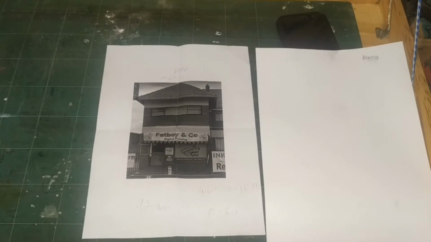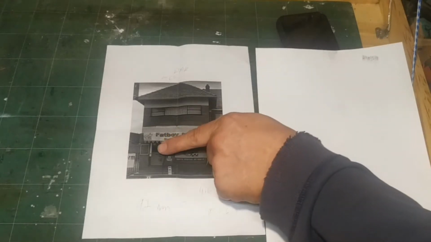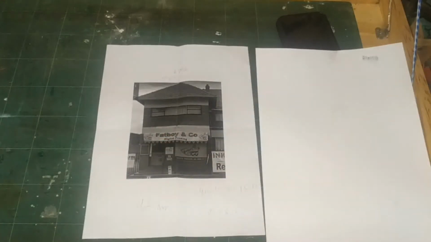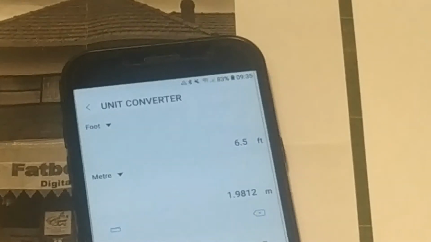But the problem is the photograph is quite a bit larger than HO scale. So now I am going to show you how to convert a measurement from a photograph down to HO scale. I know that this door is 6'6" in height. I'll have to convert that to metric. Well, I've converted the 6'5" to metric, which equals 1.98 meters or 198 centimeters, which is so close we can work it on 2 meters.